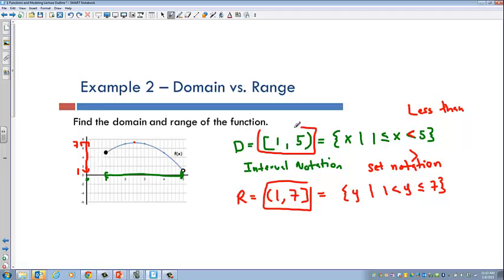So it's a very simple idea, although the notation makes it look rather complicated. And the idea is just what can you put into your function? That's your domain stuff. And then what do you get out of your function? And that's your range stuff.